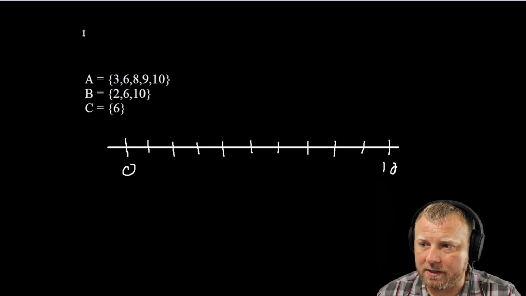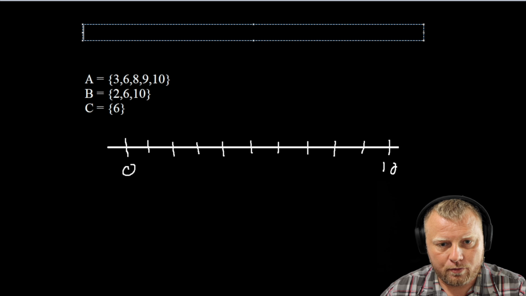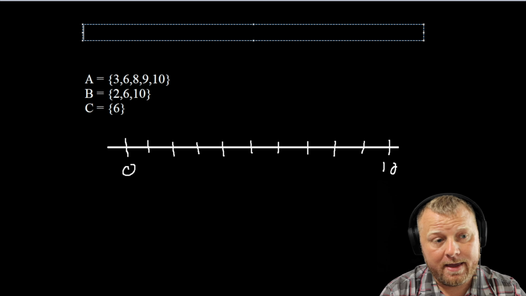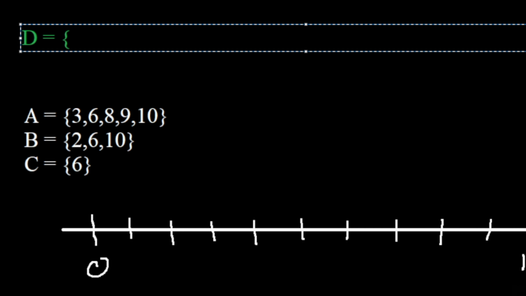So I'm going to put the question up here. I'm going to say D is equal to a set that contains all real numbers from 2 to 7, and it's in curly braces. This mathematical expression can be represented.